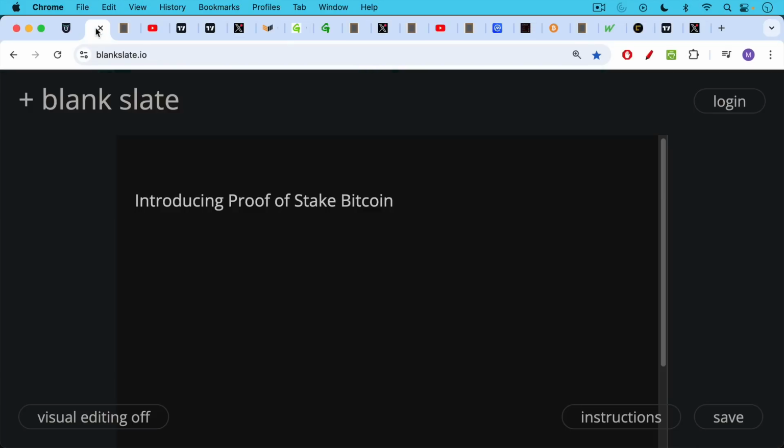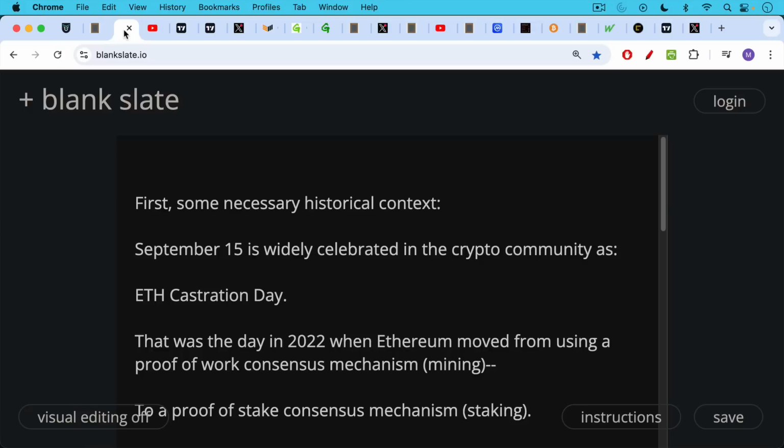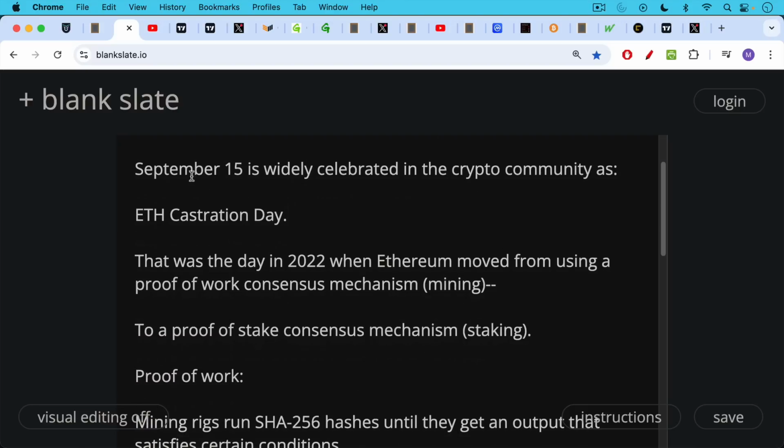Today I want to talk about proof of stake Bitcoin, but first some necessary historical context. September 15th is widely celebrated in the crypto community as what's called ETH castration day. That was the day in 2022 when Ethereum moved from using a proof of work consensus mechanism, namely mining, to a proof of stake consensus mechanism, namely staking.